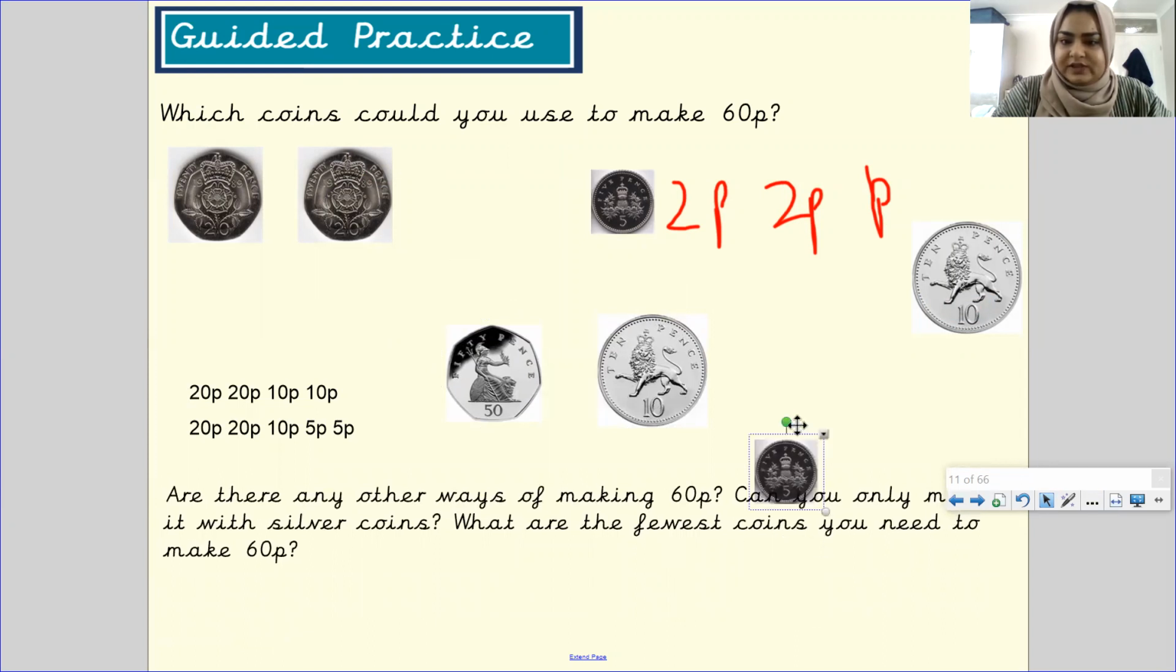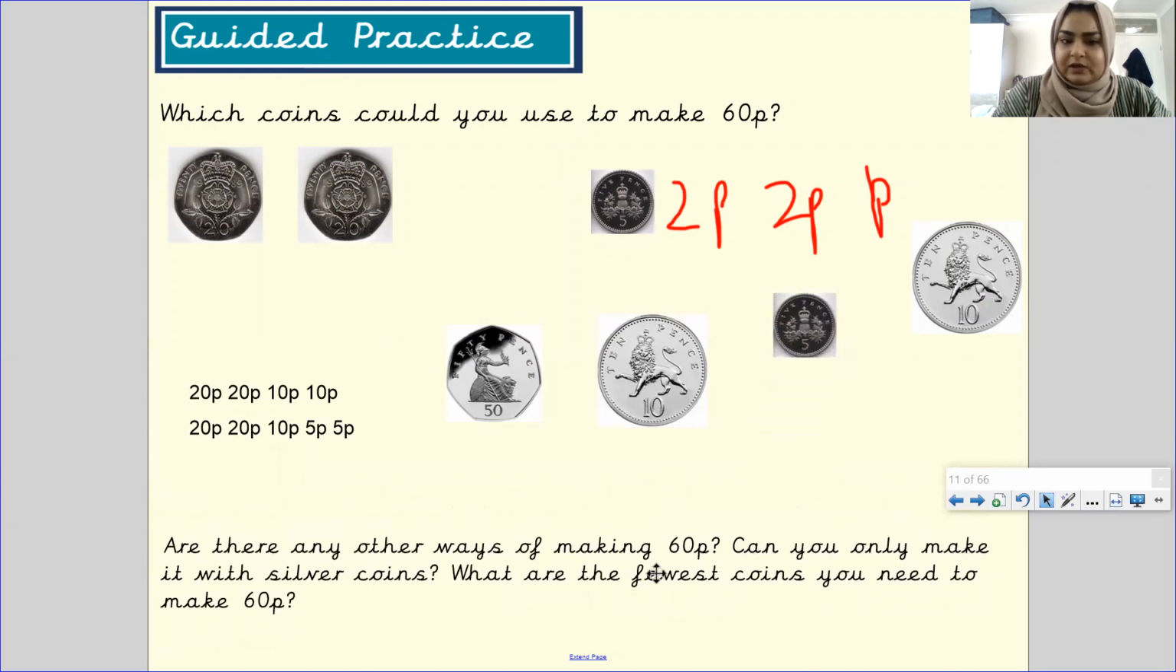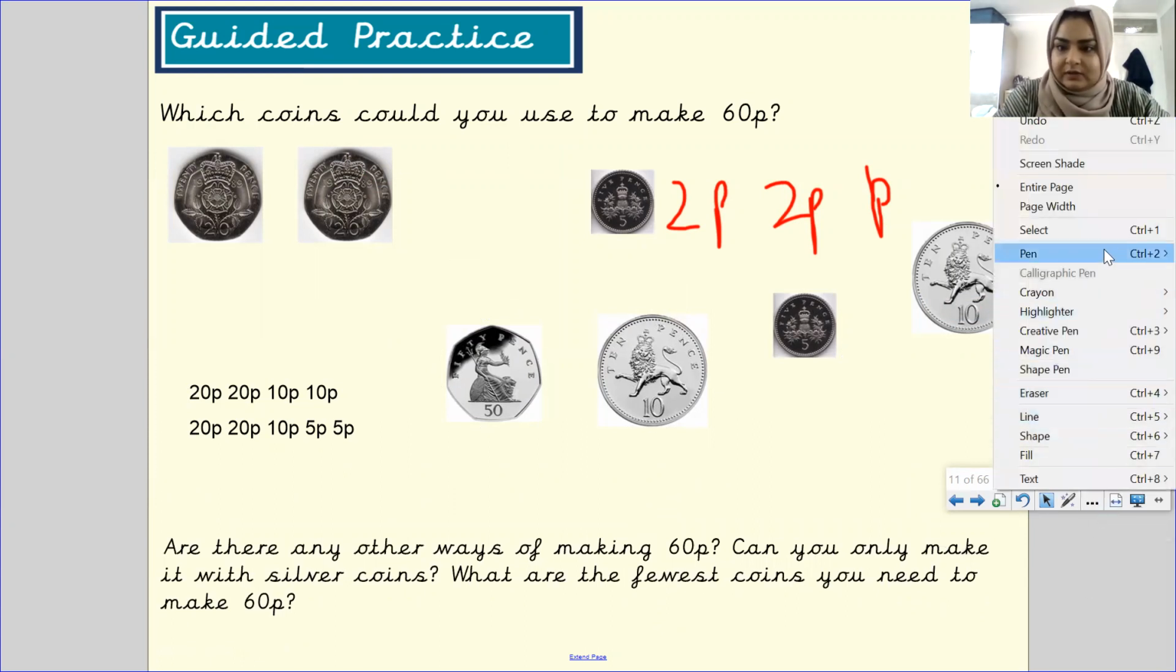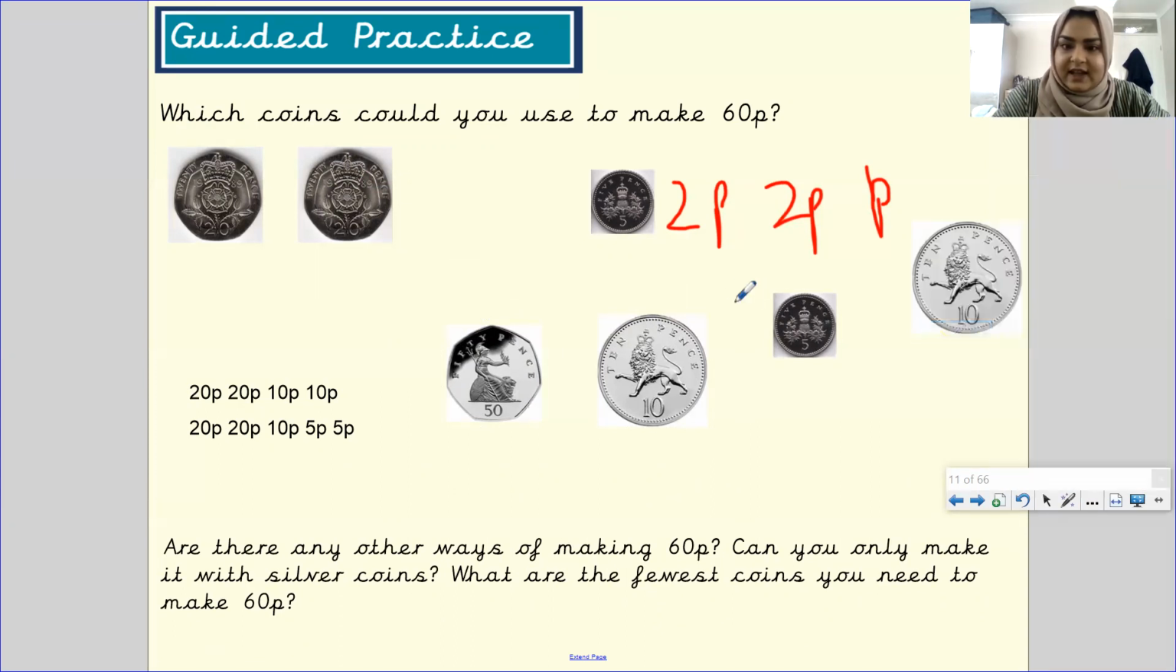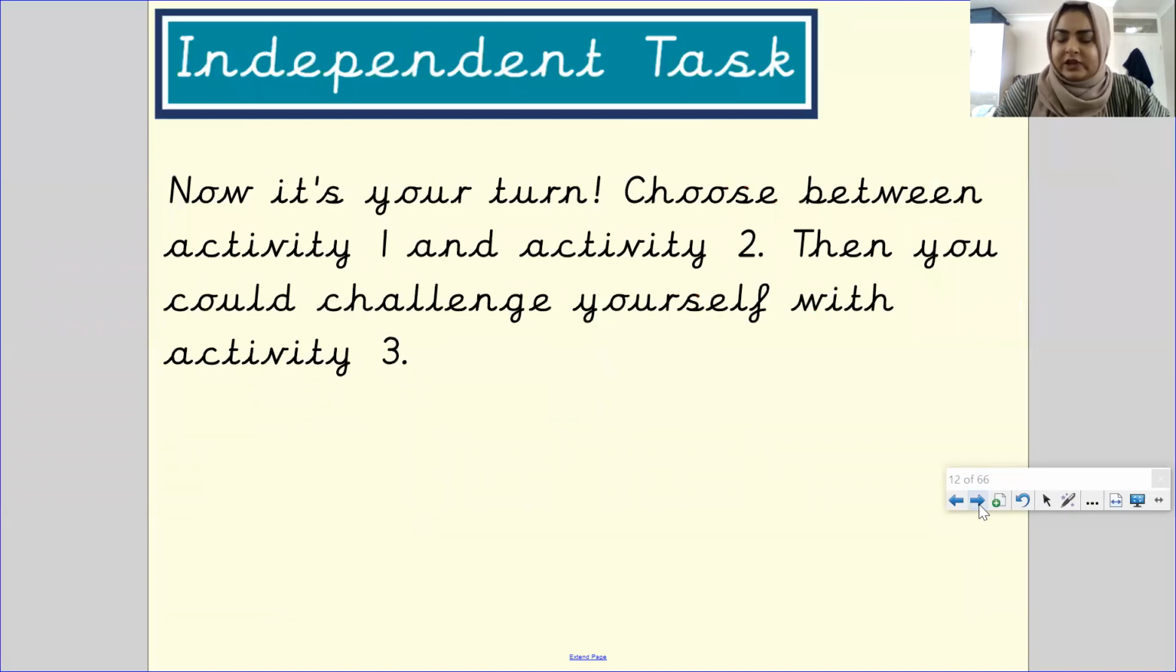So what are the fewest coins you need to make 60p? So the fewest coins to make 60p are these two, 50 and 10, because you're only using 2. Okay, now you're going to move on to your independent task now.